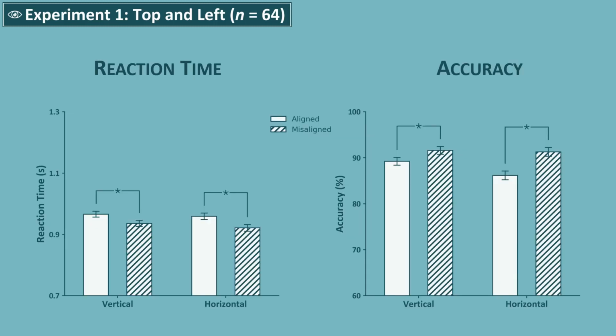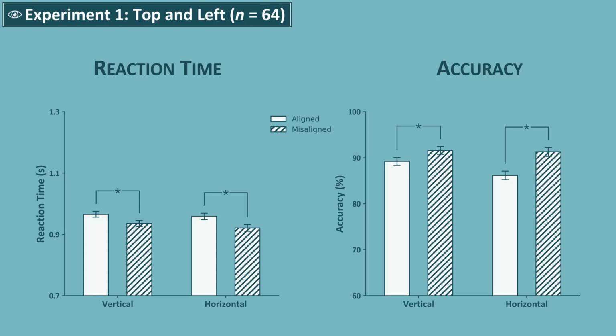Our results showed that across both vertical and horizontal composites, reaction times were greater and accuracy was lower in the aligned compared to the misaligned condition, suggesting more effortful processing. This provided an initial indication of a composite face effect for vertical composites, the magnitude of which was indifferentiable from that of horizontal composites.